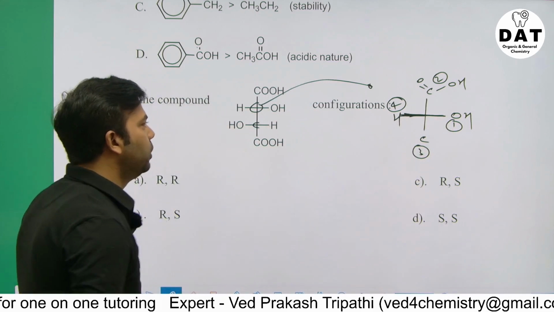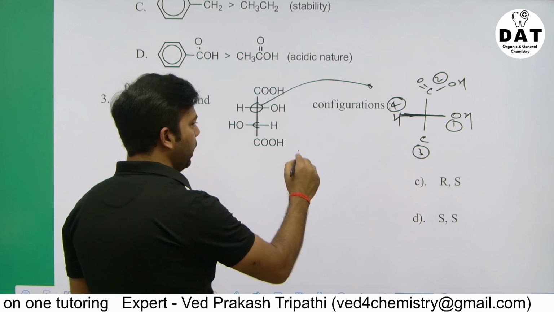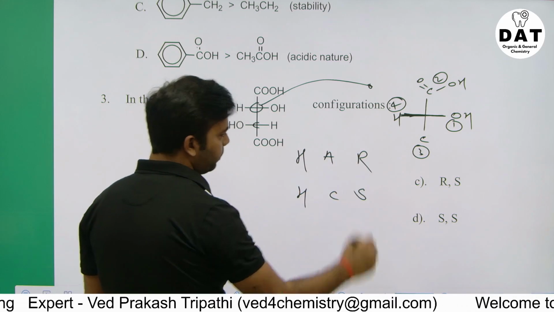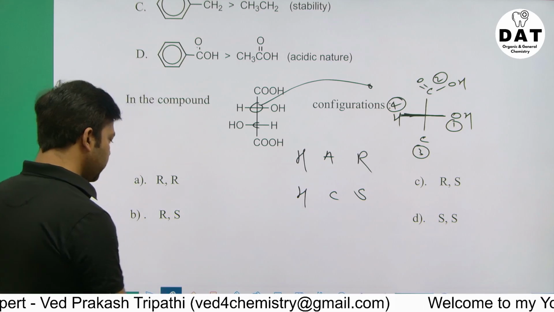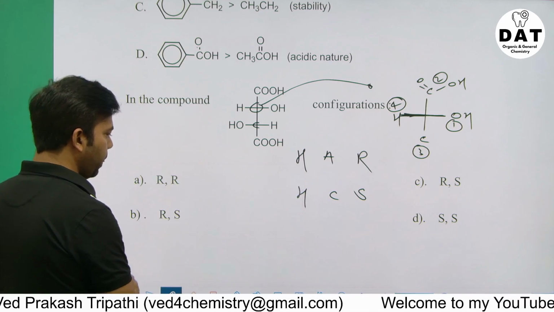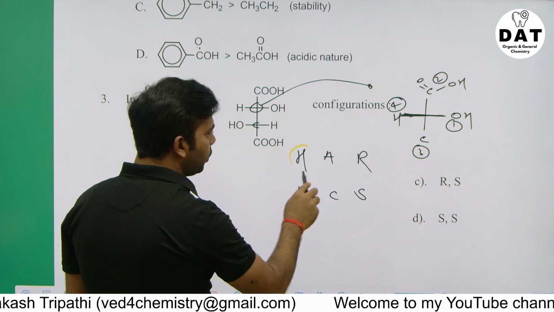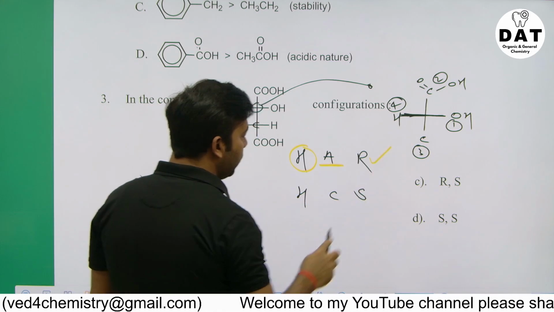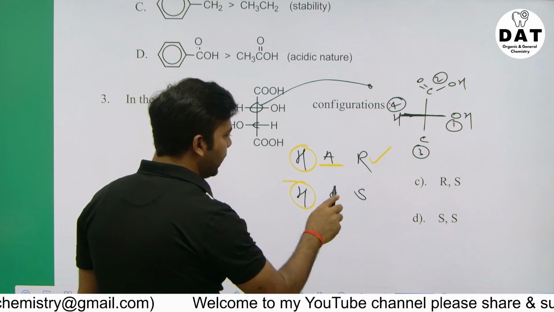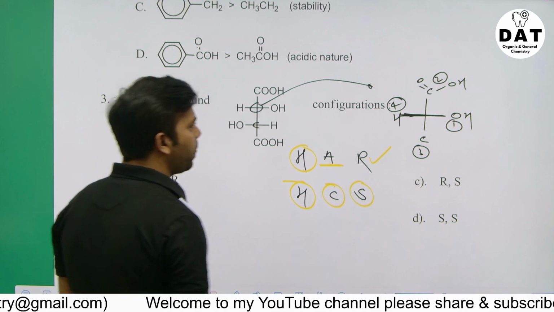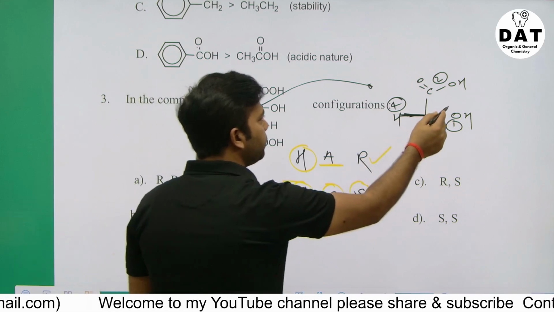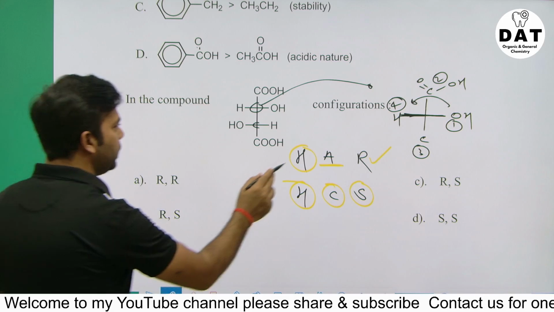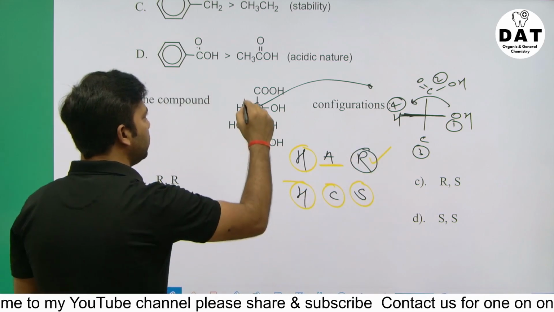Clear? So we have a rule, HAR and HCS. What does it mean? It means whenever my lowest is on the horizontal and the direction is anti-clock, then it should be R, and when the lowest on horizontal direction is clock, then it should be S. So this is 1 to 2 and this is going anti-clock, so horizontal anti will be what? R. So this is R.